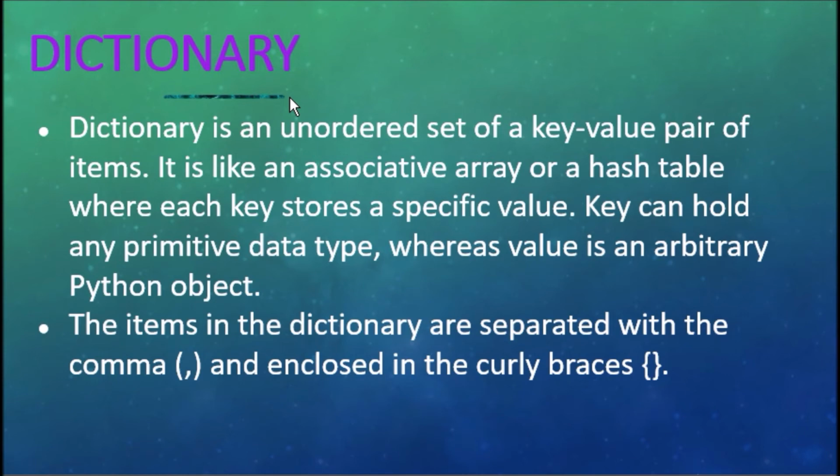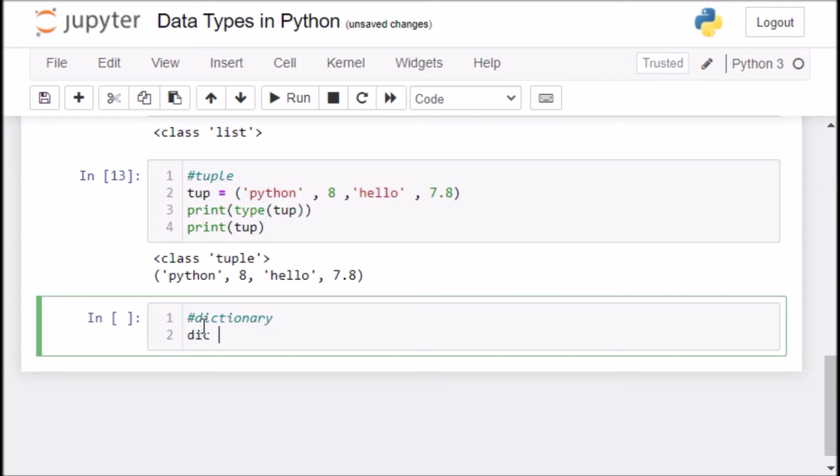Okay, don't be confused. Among all the data types, in list we use square brackets, in tuple we use parentheses, and in dictionary we use curly braces. Okay, let's move further and jump to the Jupyter notebook and take some examples of dictionary. For example, dic is equal to, so how to create a dictionary with the help of curly braces? It's very easy.